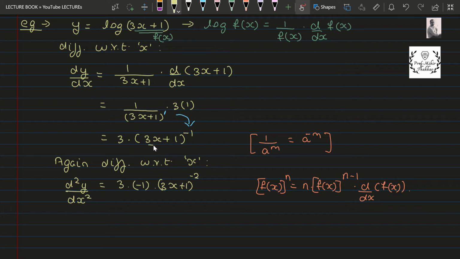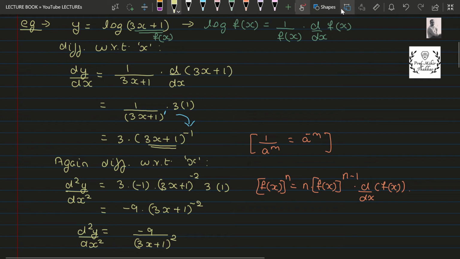and if I consider this as my f(x), what is the derivative of 3x plus 1? It is going to be 3 into 1 plus 0. So I get over here the final answer as minus 9, (3x plus 1) to the power minus 2. Just in case you wish to make the power positive, just take that element in the denominator. It will become minus 9 upon (3x plus 1) whole power 2, which is equal to d square y by dx square.